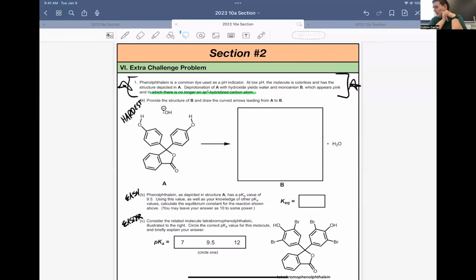So this instruction material says in the last sentence, deprotonation of A with hydroxide yields water and a monoanion B, which appears pink and in which there is no longer an sp3 hybridized carbon. So in A, where is the sp3 hybridized carbon? The middle. So somehow, whatever we do needs to break a bond here.